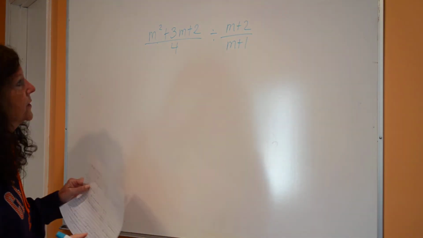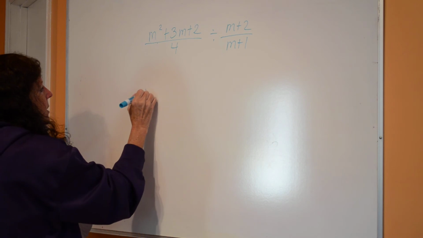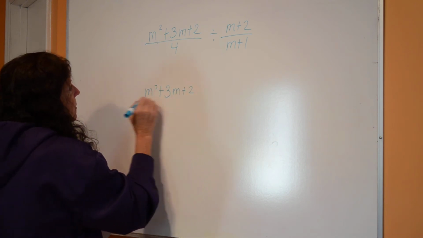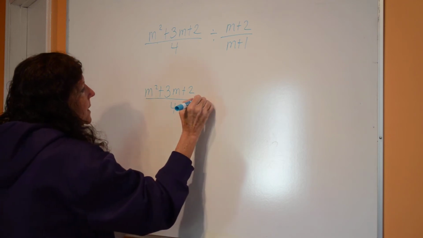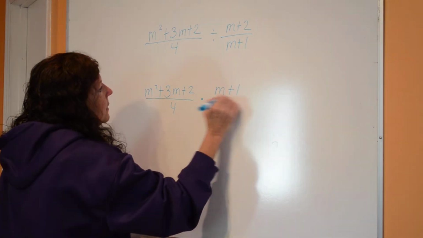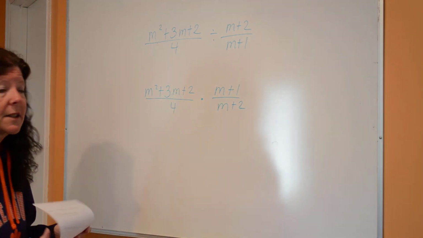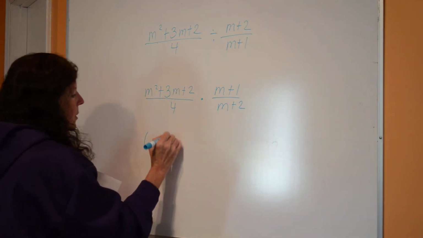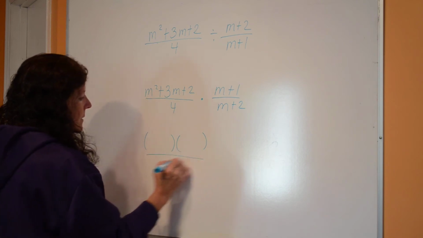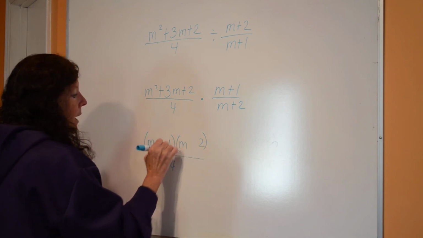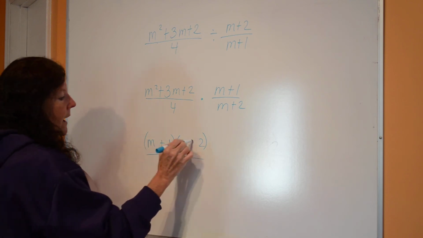Again, the first thing I'm going to do is flip the second fraction and multiply. So I have m squared plus 3m plus 2 over 4 times m plus 1 over m plus 2. I've got to factor that. Now that's a trinomial, so I know I'm going to put it into 2 sets of parentheses. So I have m, and I have 2 and 1, and that's really the only choice I have.